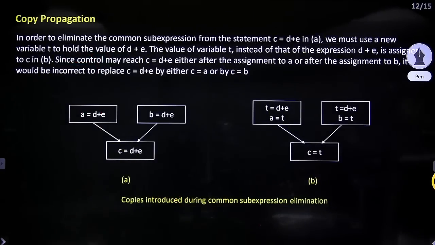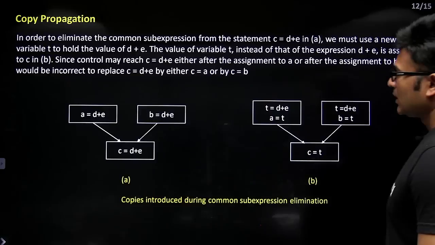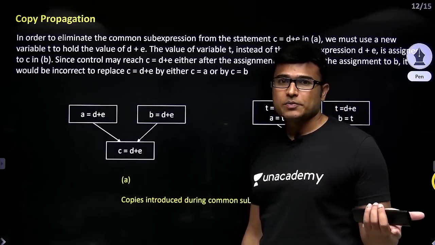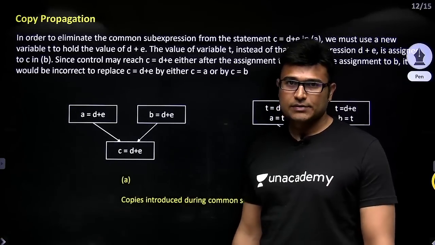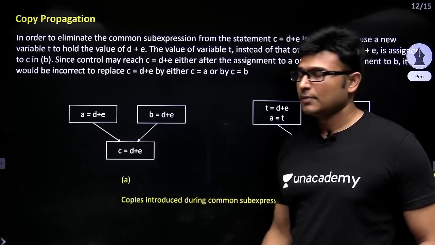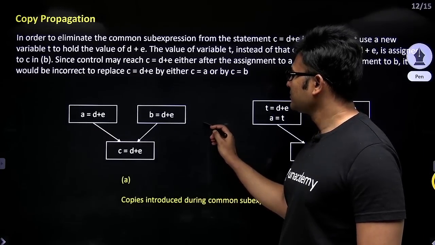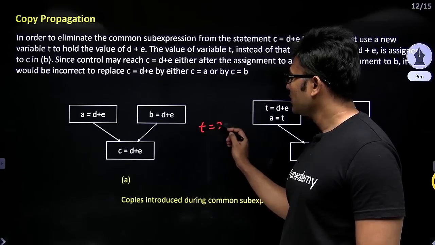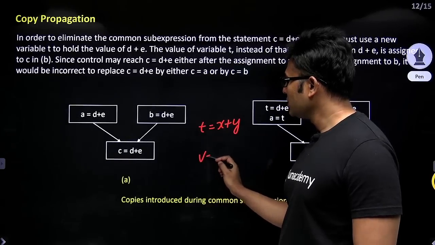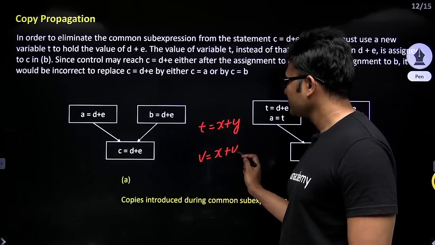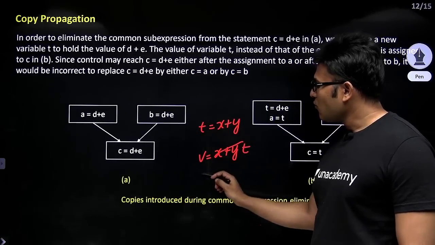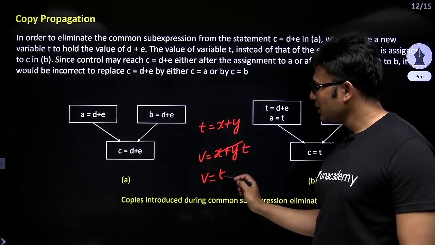Okay, now the next one is copy propagation. Whenever you try to eliminate the common subexpression, you will be introducing copies, right? I'll take an example and explain. Let us say t = x + y is there, and then somewhere v = x + y is there. Now you can replace this x + y by t. Now v = t is called a copy.